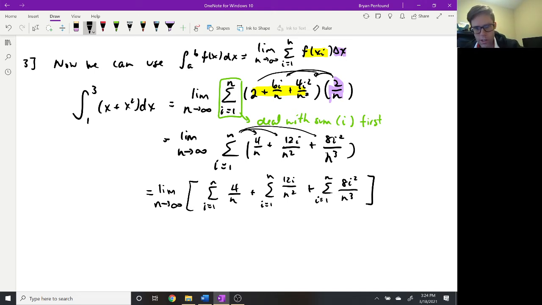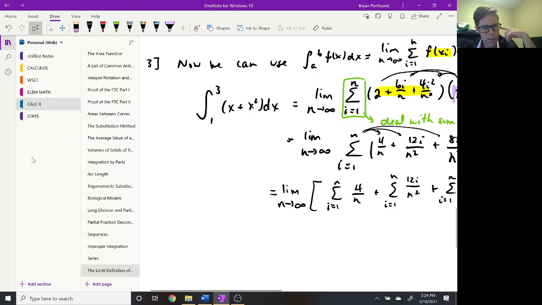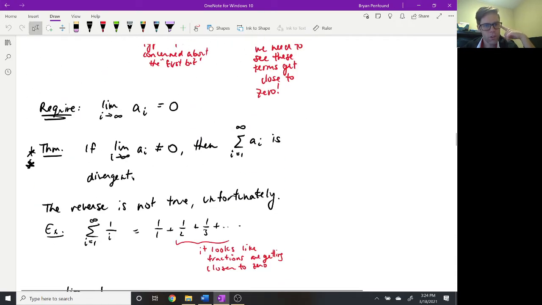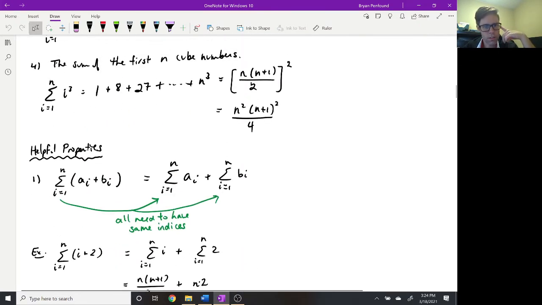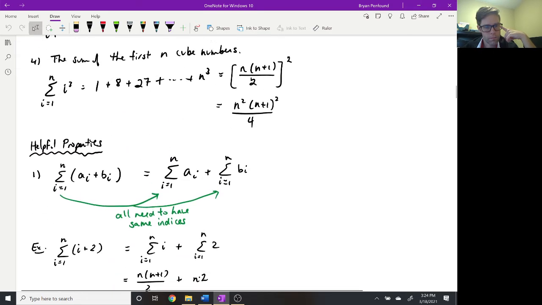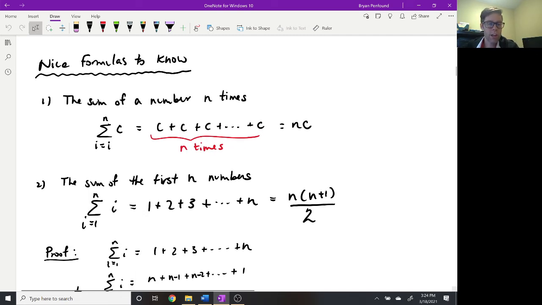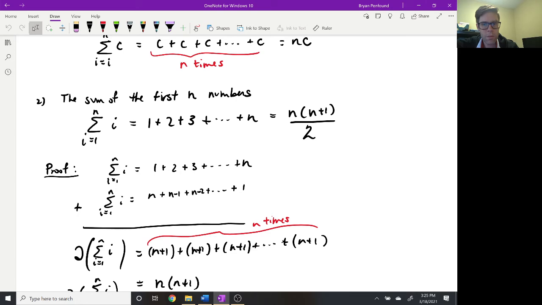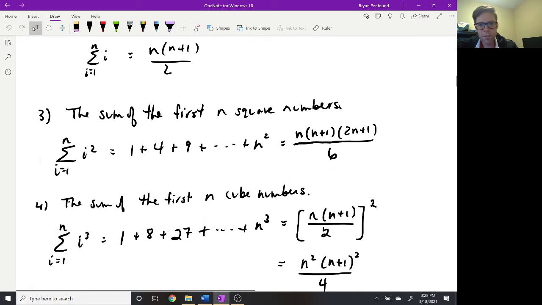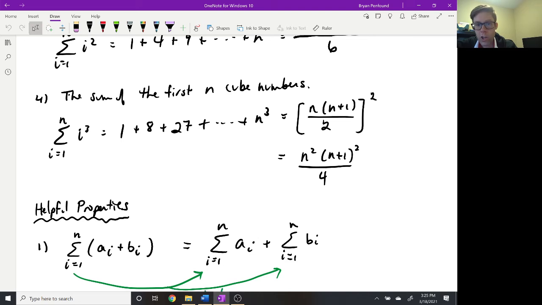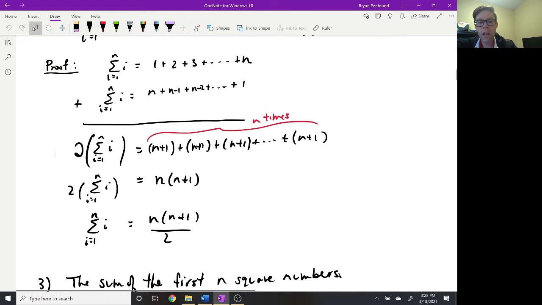Now what we would like to do is refer back to a couple of the formulas that we saw in the series lesson, and I'm just going to recall them back into our memory. They were before geometric series, so a little bit closer to the start, I think. Yes, so these are nice formulas to know. The sum of a number is just n times that number. The sum of the first n numbers is n times n plus 1 over 2. The sum of the first n square numbers is n times n plus 1 times 2n plus 1 over 6. And the sum of the first n cubed numbers is n squared times n plus 1 squared over 4.